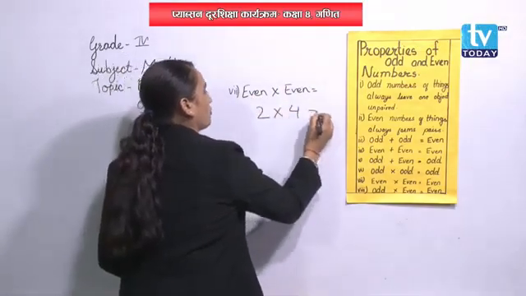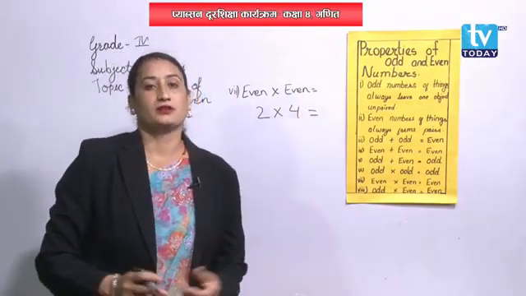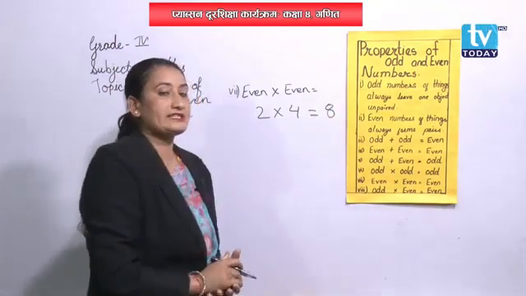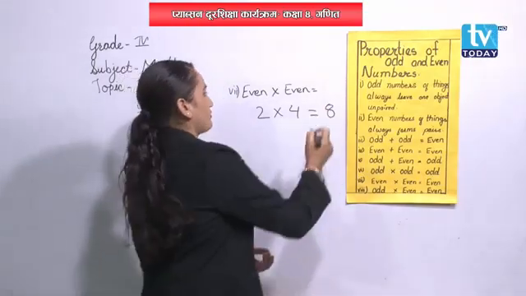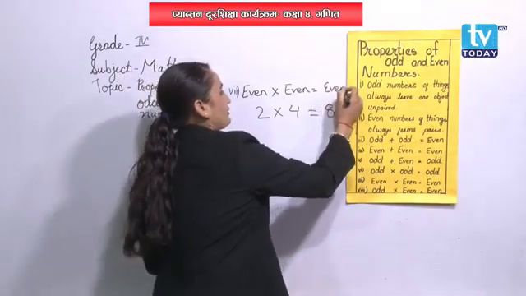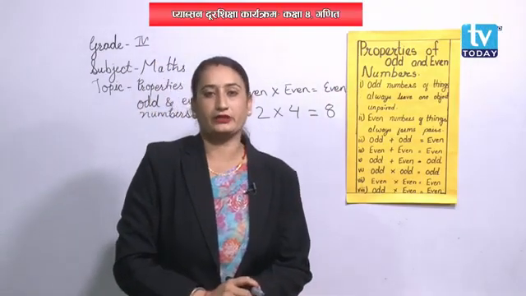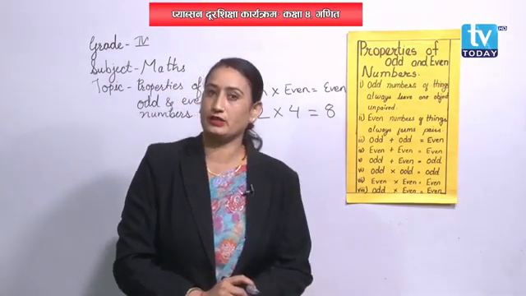2 into 4. 2 times 4 is, what will be the answer? 8. Is 8 an even or odd number? It's an even number, right? So write it down. If we multiply an even and an even number, then obviously we will get an even number as the answer. So 2 times 4 is 8, and 8 is an even number.